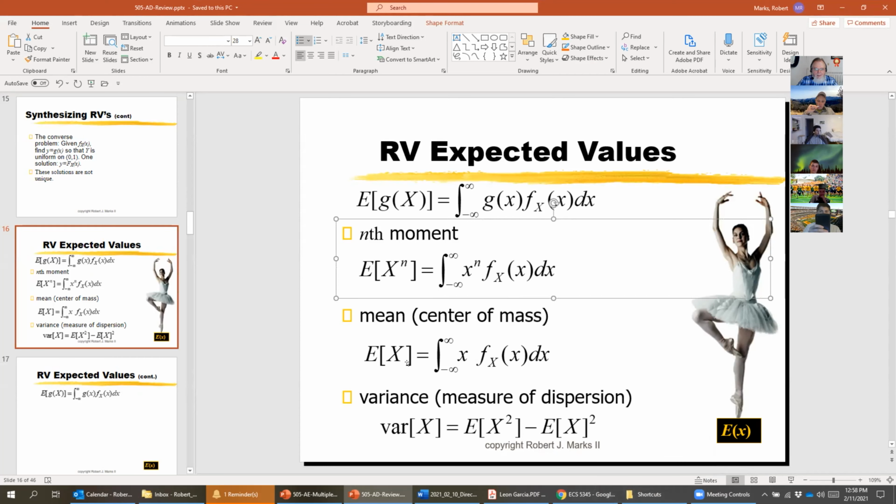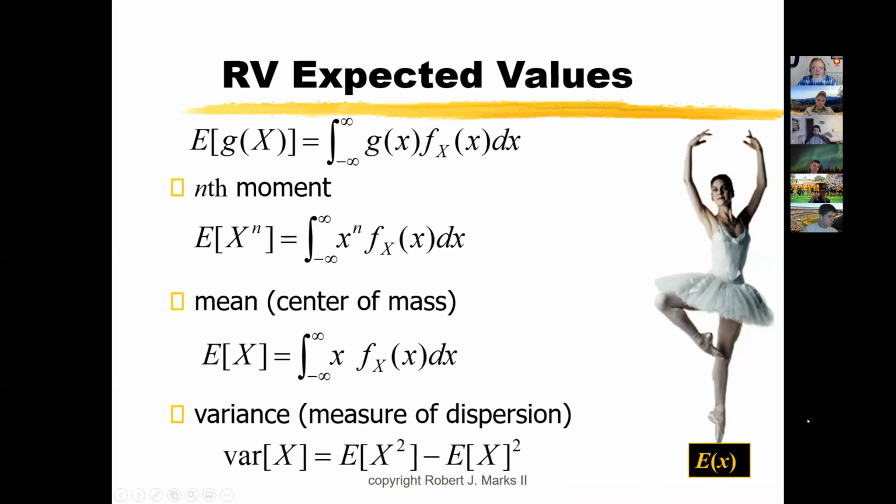Let me elaborate on this a little bit. The expected value of g of x. This is important statistically, and I wanted to go over exactly what this means in some sort of sense. Suppose that we had a bunch of random variables here.